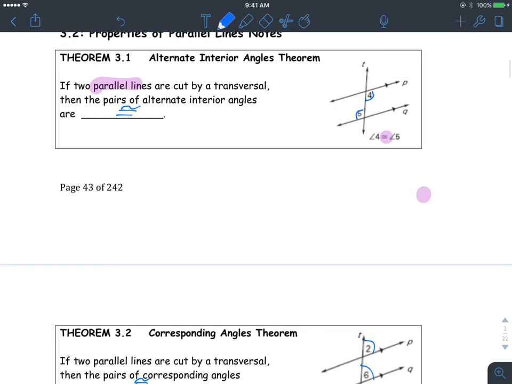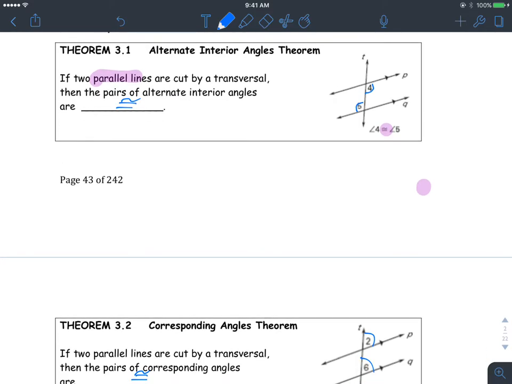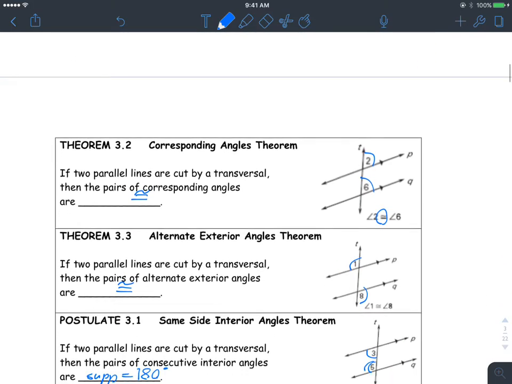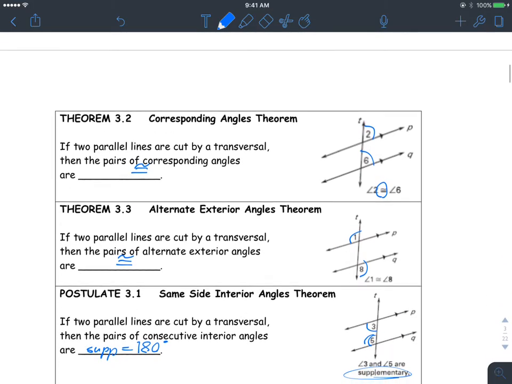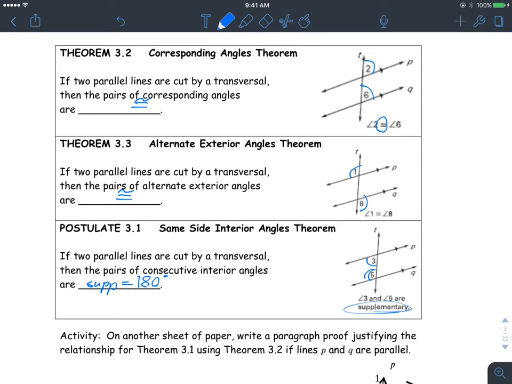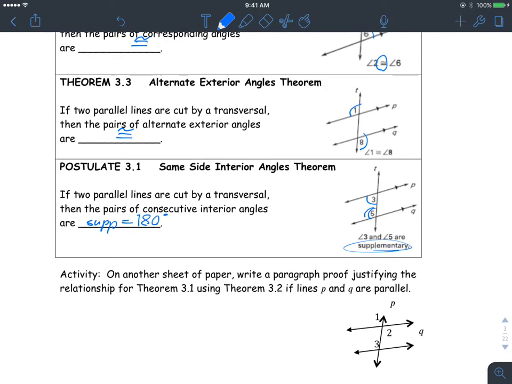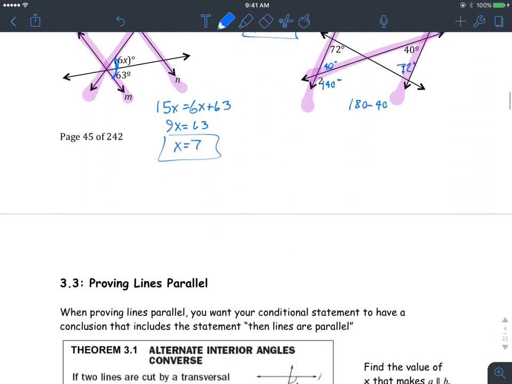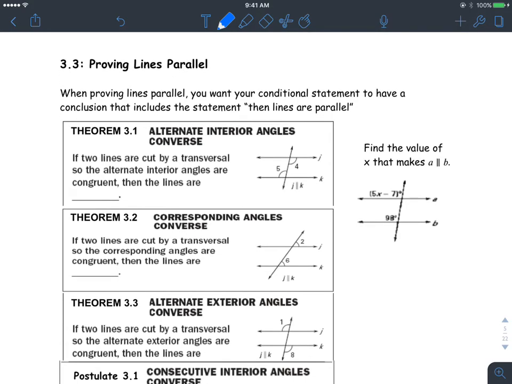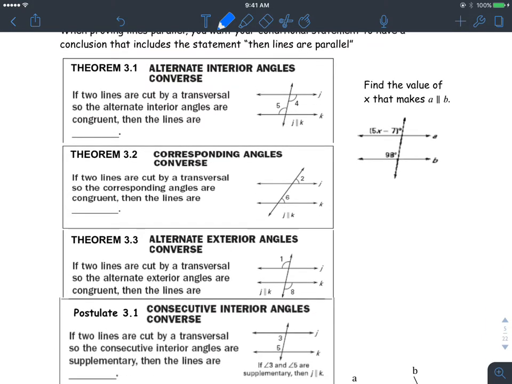So you had the alternate interior angles theorem. If you have parallel lines and alternate interior angles are congruent, you have the same thing for corresponding angles and then alternate exterior angles. Then you also had the one dealing with supplementary angles, the same side interior angles theorem, and those would be supplementary. So we can use the converse of each one of those theorems when we want to do the opposite thing. When we start out with congruent angles, then we can say the lines are going to be parallel, and so on and so forth.